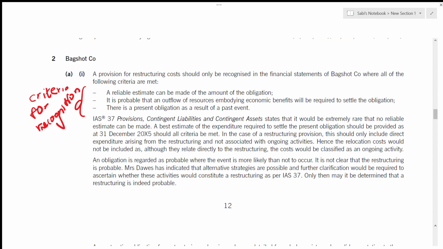Don't immediately go and start writing the answer. First you have to say, okay, these are the criteria. Now you see how the answer has been presented. Okay, I'm going to read the answer.